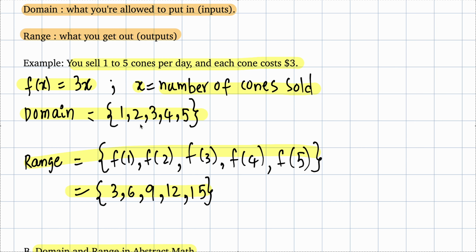So the domain would be every number from 1 to 5 because that's what we're limited by. And the range would just be passing in these values into the function and then giving a new set of numbers. So 1 gives 3, 2 gives 6, 3 gives 9, 4 gives 12, and 5 gives 15. So our range would be 3, 6, 9, 12, and 15.